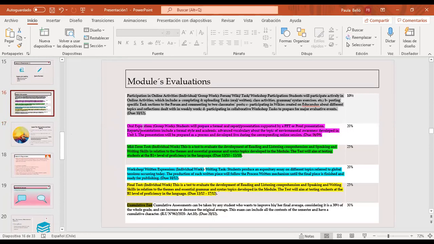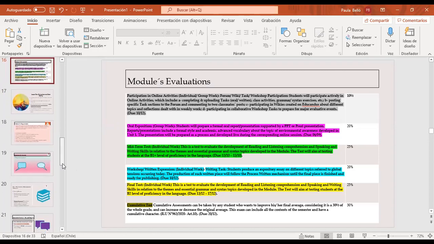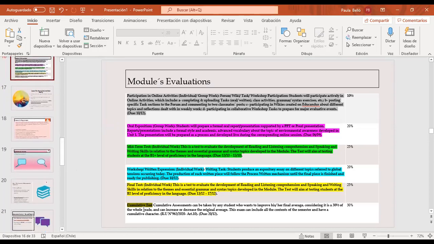Those are the lesson blanco. Whenever you see something pink, it's because you have the oral. Green is because you have the midterm. You know the colors. Whenever you have blue, it's a workshop, written, and yellow is the final. And the cumulative test that we decided to put here just by the end, in case you have not accomplished all of your percentages as required before. We will talk about that by the end of the semester.